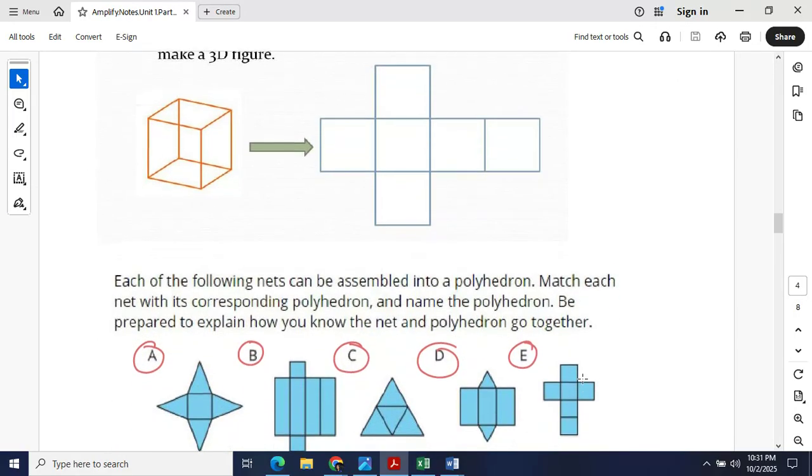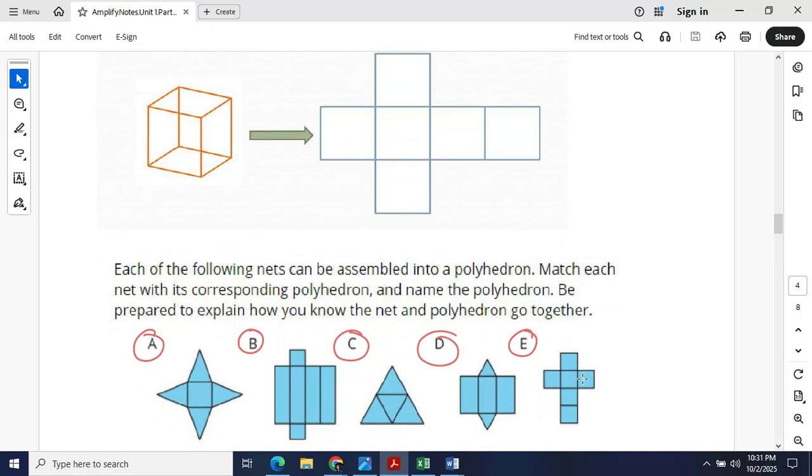Each of the following nets can be assembled into a polyhedron. Match each net with its corresponding polyhedron and name the polyhedron. Be prepared to explain how you know the net and polyhedron go together. So you could pause, and I'd like you to match all 5 nets with the polyhedron underneath. Go ahead and pause. Unpause when you're ready.